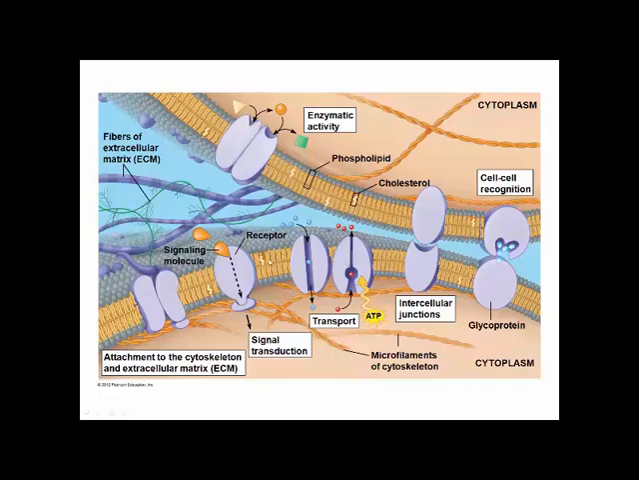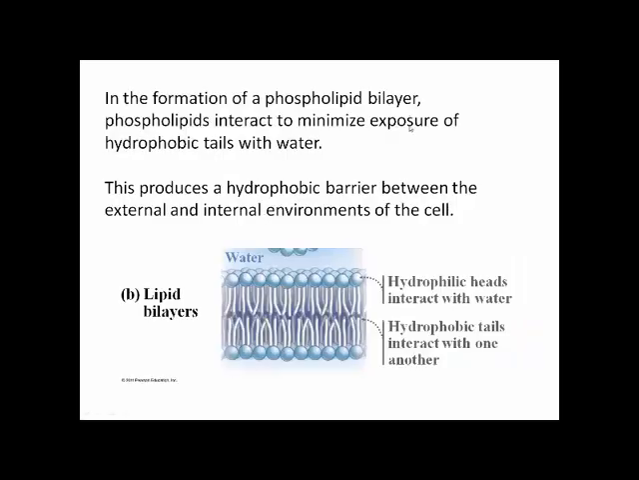Remember that phospholipids are the main component of the membrane, but we've got cholesterol embedded in the hydrophobic portion, and we also have proteins that have jobs to do within the membrane. In forming a phospholipid bilayer, the phospholipids interact to minimize the exposure of those tails to water. Remember that the tails of phospholipids are fatty acids, and fatty acids are long hydrocarbon chains, generally ranging in 14, 16, or 18 carbons in length, and those carbons can either be saturated with hydrogen or not.